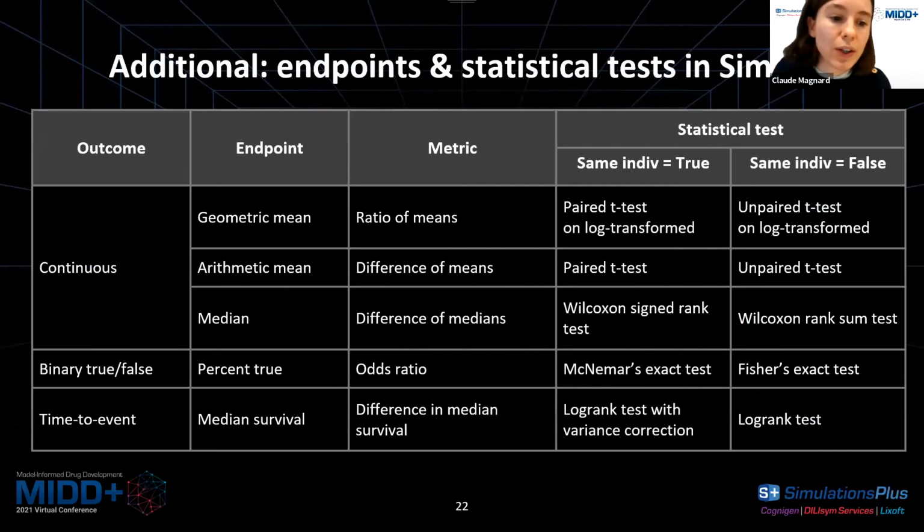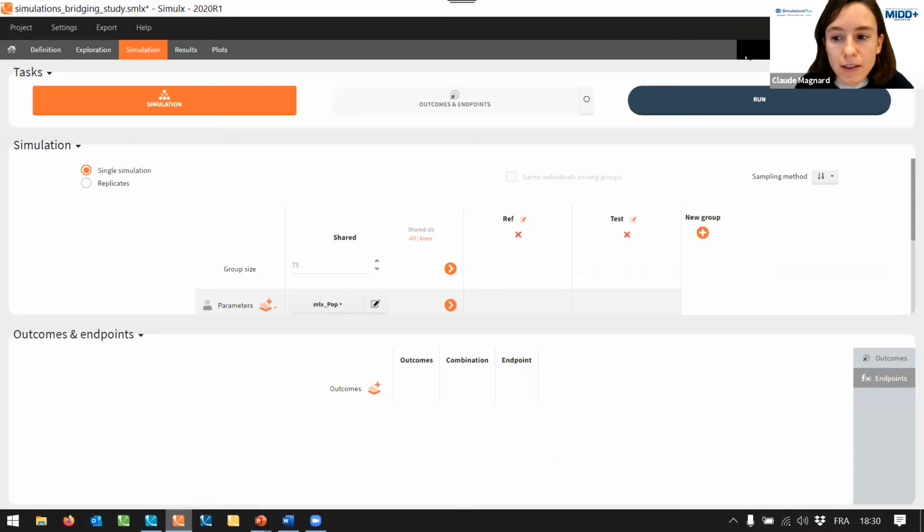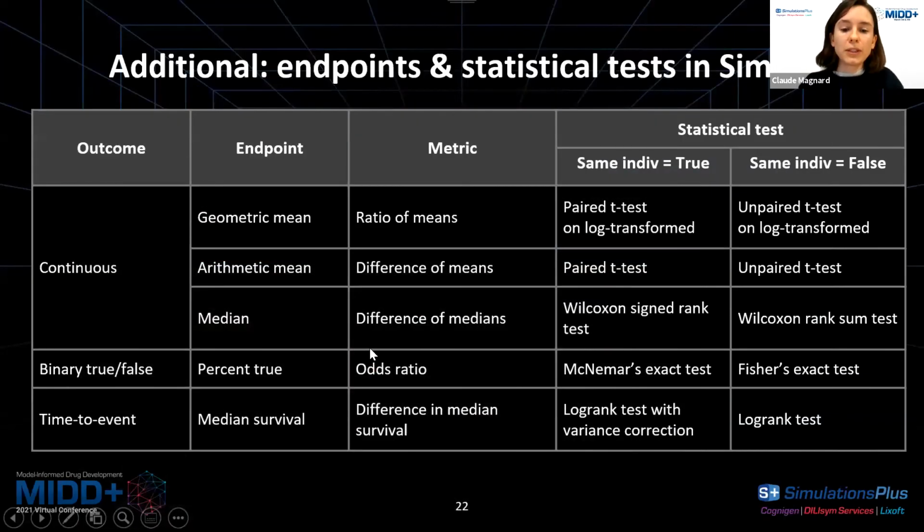Yes, so in the Simulx interface, I don't have it here, but you have automatically the correct test that is selected depending on your endpoint. So here's a table that shows all the tests that are performed in Simulx, I mean in the interface. For example, for continuous outcomes, if you have a geometric mean, you will have a paired or unpaired t-test depending on whether your individuals are the same or not between the groups. And you have also all these other tests.